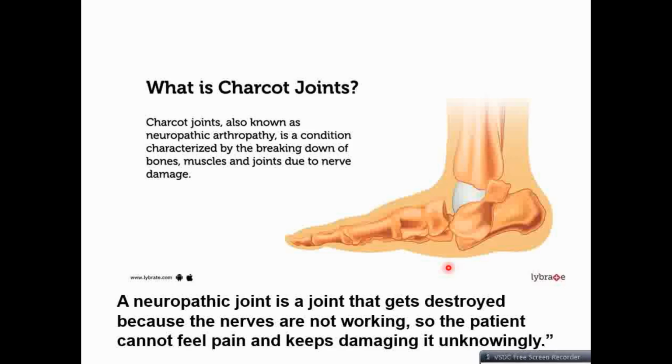So the nerve is being damaged. What happens when a nerve is damaged? Already, by Hilton's law, the muscles surrounding it are going to be affected, and the skin surrounding it is going to be affected. So the patient will not be feeling the pain. He or she will be doing daily activities and it will be damaging the joint, but they will be unaware of this unless they see some external bleeding.